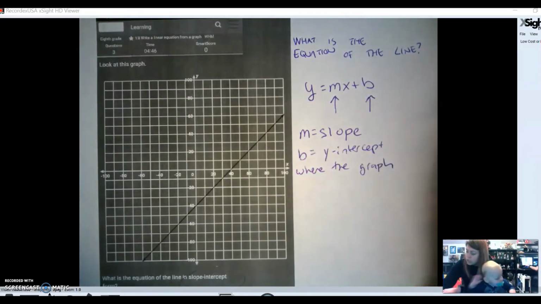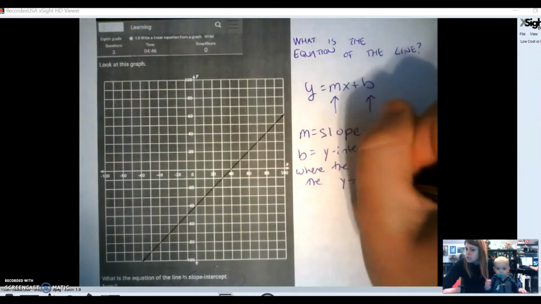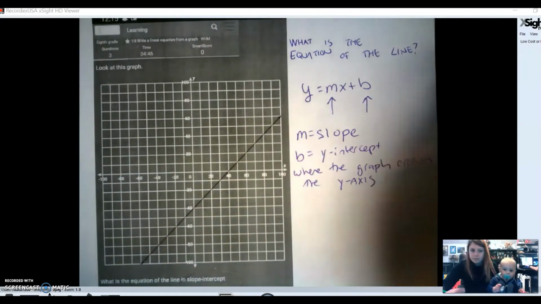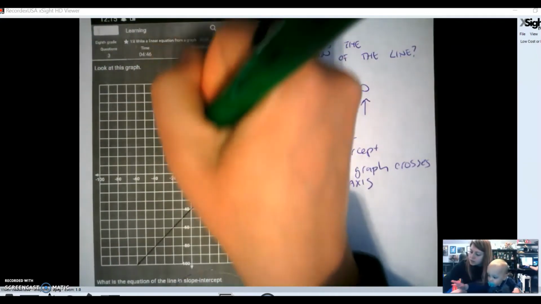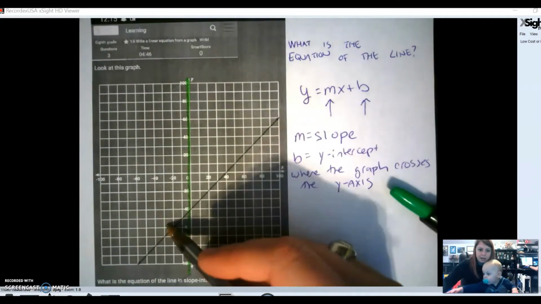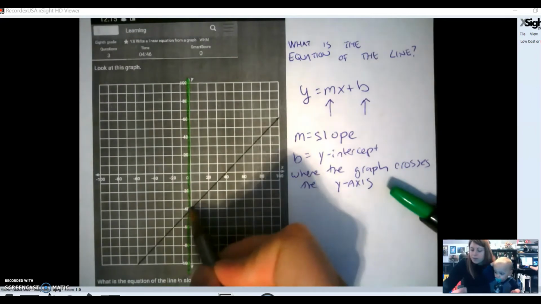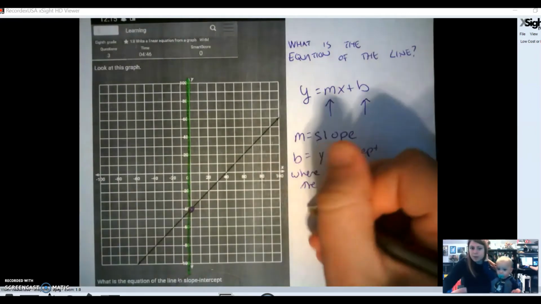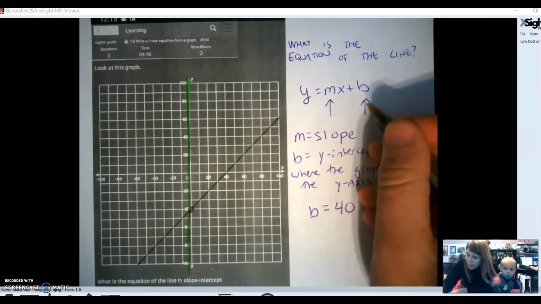Your y-intercept is where the graph crosses the y-axis. That's always where I start. So, crosses the y-axis. Remember, this is our y-axis right here. So, where does my line hit the y-axis? Right there. And remember, these are at 40. So, in this problem, my b is 40.